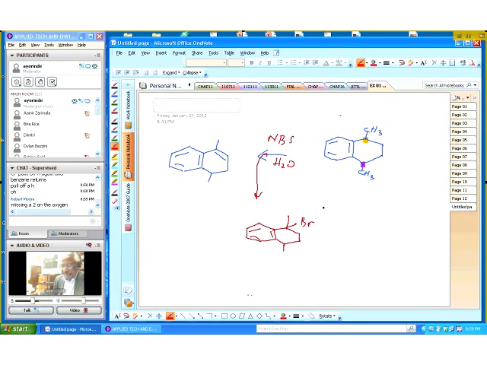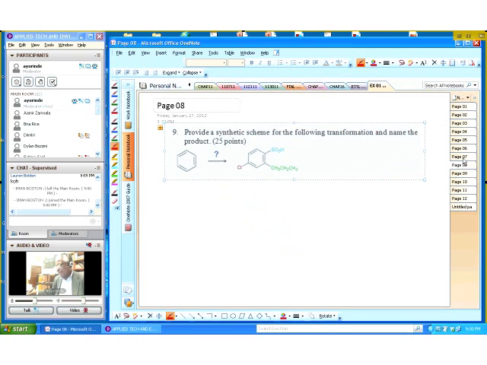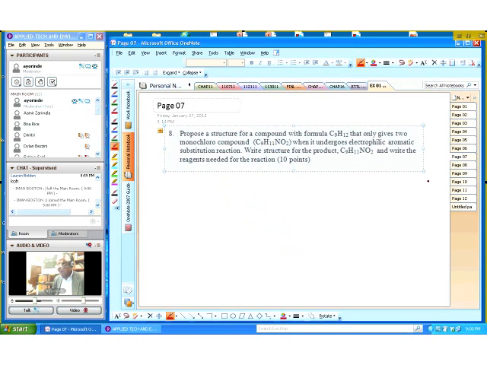You said I'm missing a 2 on the oxygen? Oh yeah, the peroxide, thank you. So supposing I have NBS in the presence of peroxide, the first thing that happens is this here, and then from here we could go to here. Where is number 8? That's number 9, we did that already. Oh, number 8. That's a good one.